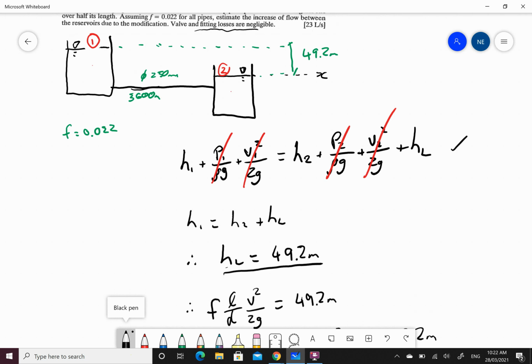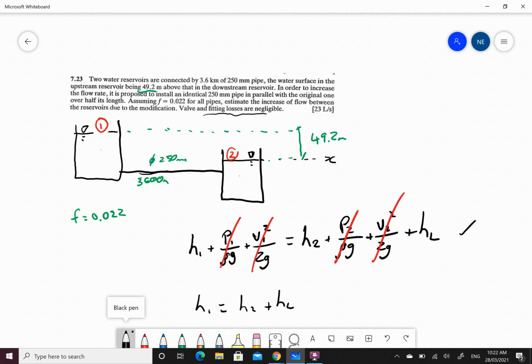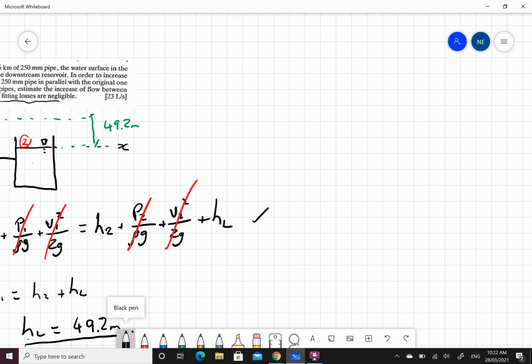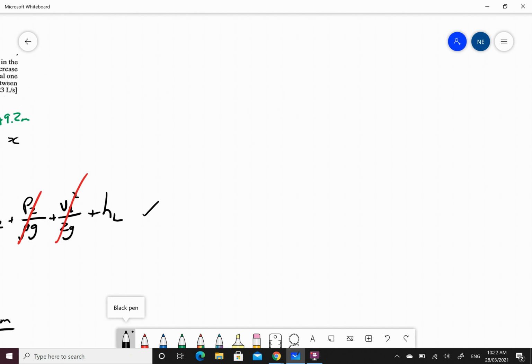So what have we found? We found how much is flowing between here to here. This is not allowing for the increased flow due to putting in parallel pipes. So this is the flow as it stands. Now we can come back through and work out what happens next. So let's come back over here.